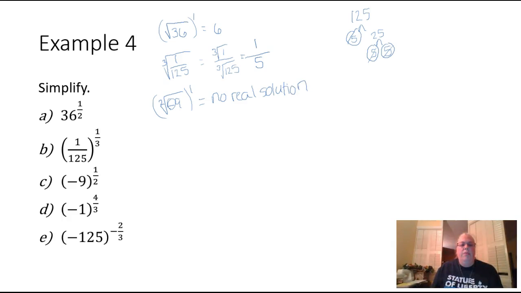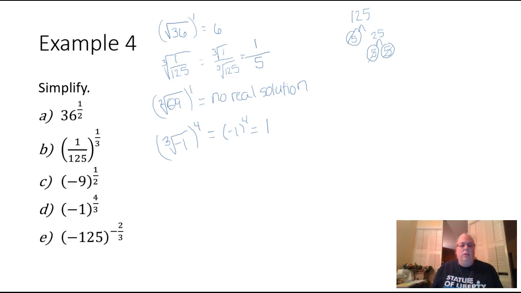All right, then for D, we've got -1 to the 4/3 power. This is going to be the cube root of -1, and this is going to be to the 4th power. All right, so let's see. The cube root of -1 is going to be -1, and then -1 to the positive 4th power is going to give me +1. It's -1 times -1 times -1 times -1.